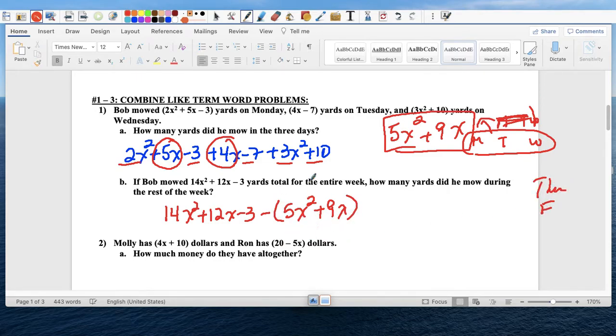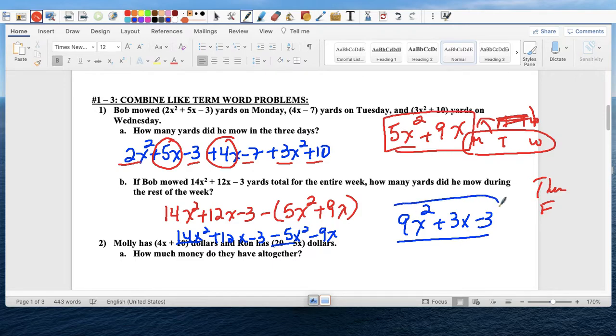So this one, I definitely need the parentheses because you'll notice that when I remove the parentheses, my terms inside are going to be negative 5x squared and negative 9x. Okay? So on Thursday and Friday, we got two like terms here, negative 14x squared and minus 9x squared is negative 9x squared. 12x minus 9x is 3x, then minus 3. So on Thursday and Friday, that's how much he mowed.